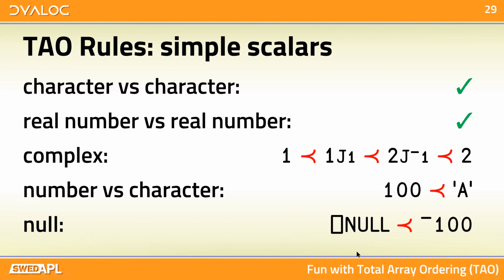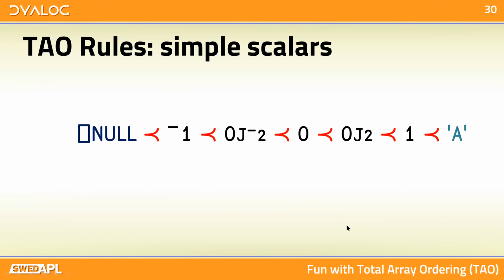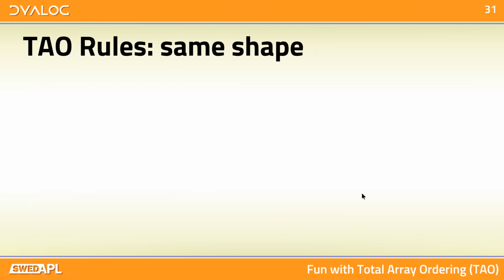So the whole ordering is that first we have null, and then we have this straightened-out field of complex numbers, and then characters at the other end. This is the ordering from first to last. Okay, so that was for simple scalars. That means we can use this now by looking at larger arrays. We can drill into them until we are only comparing scalars, and then we can make decisions based on that. That will help us in most cases.